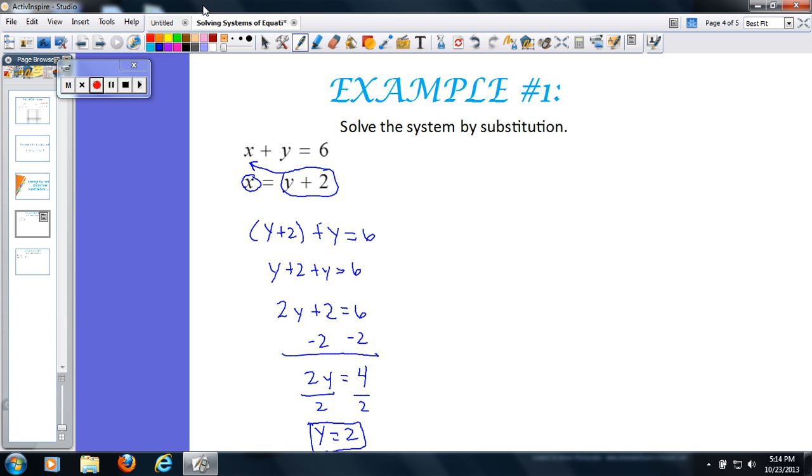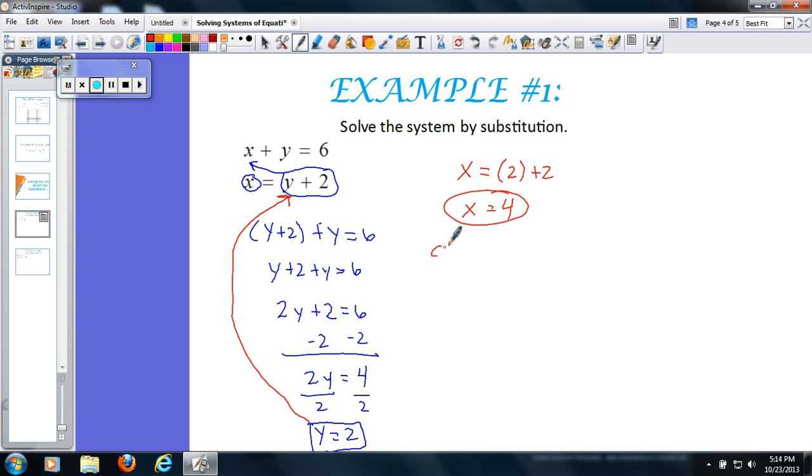Once I get this value, I can take this and plug it back in. It doesn't matter if I plug it into this equation or this one. I can plug it into one of them and solve for x. So now I have x equals 2 plus 2. So I get x equals 4.